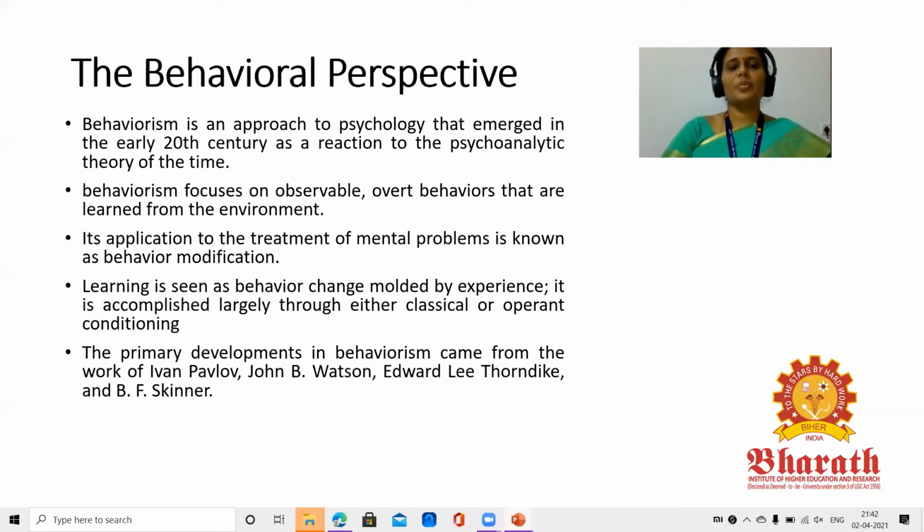Behaviorism is an approach to psychology that emerged in the 20th century, and it focuses on observable behaviors, that is, behaviors which we learn from the environment. The psychodynamic perspective is about the personality of a character, and the behavioral perspective is about behaviors that are learned from the environment. It is usually studied to understand mental problems, and learning is seen as a behavioral change molded by experiences. The primary researchers in this area are Ivan Pavlov, John Watson, Edward Lee, and Skinner.